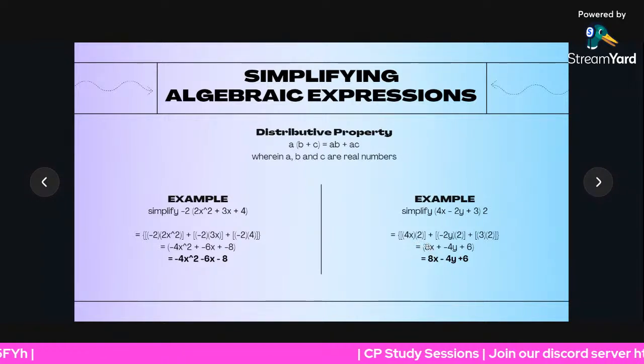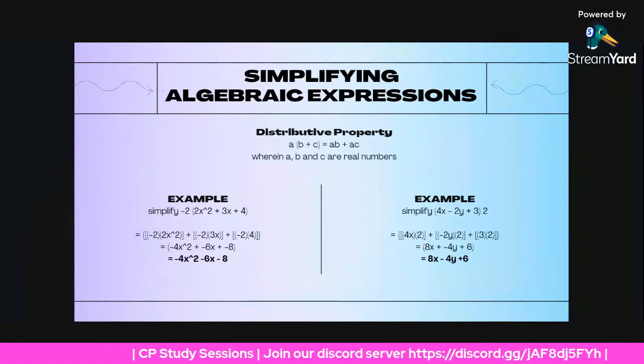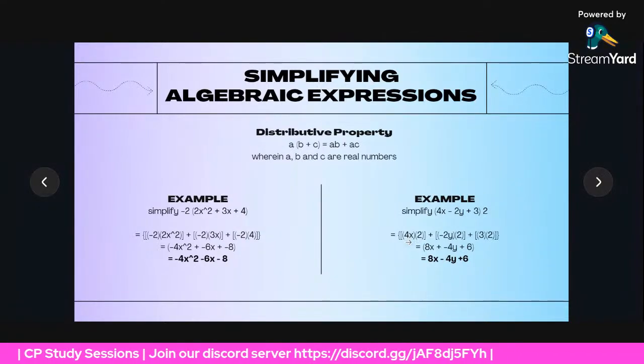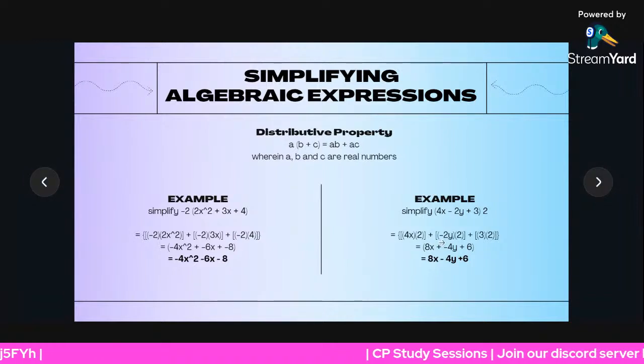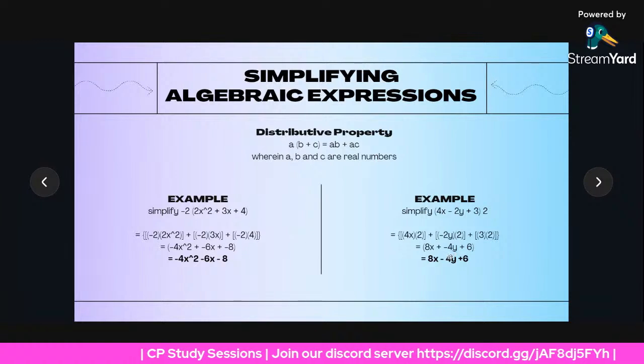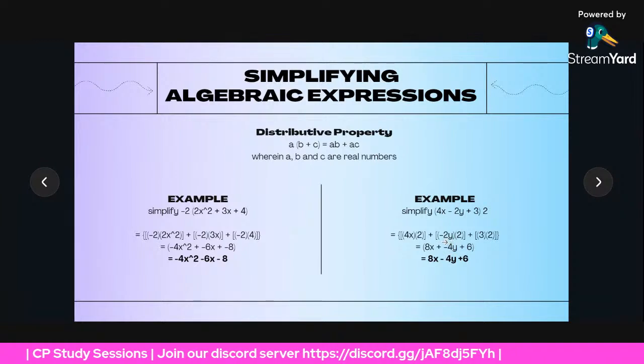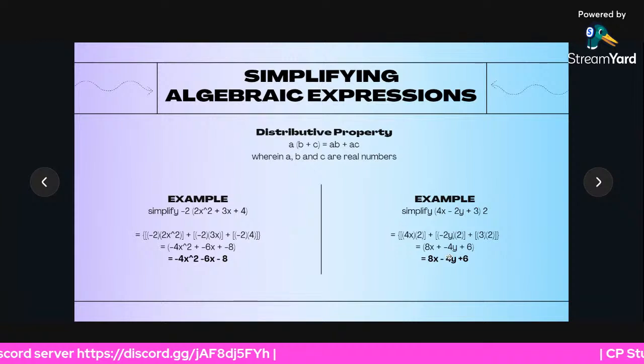So, proceed na tayo sa pagsi-simplify ng bawat terms. 4x times 2 is equal to 8x. Then, yung second term natin, negative 2y times 2, which is equal to negative 4y. Since magkaiba uli yung signs nung pinag-multiply natin, naging negative yung 4y.